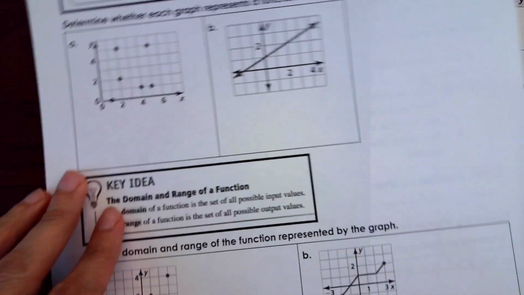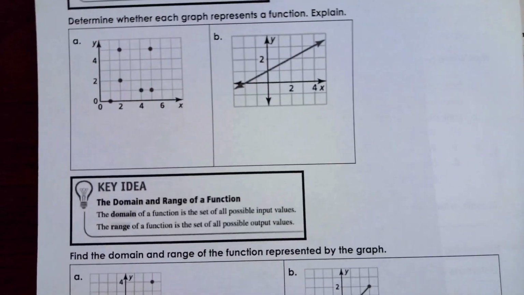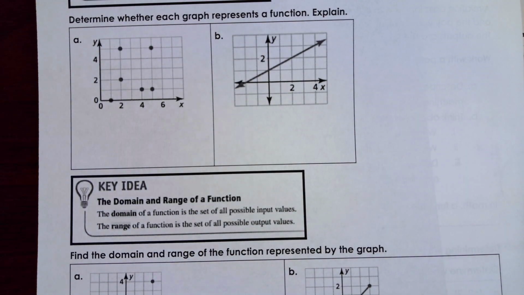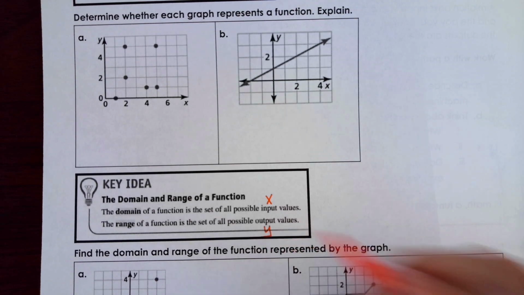So the next thing here is actually the definitions for domain and range. So the domain is the set of all possible input values. And remember that the input values are the x values. And then the range of a function is all of the possible output values, or the y values.